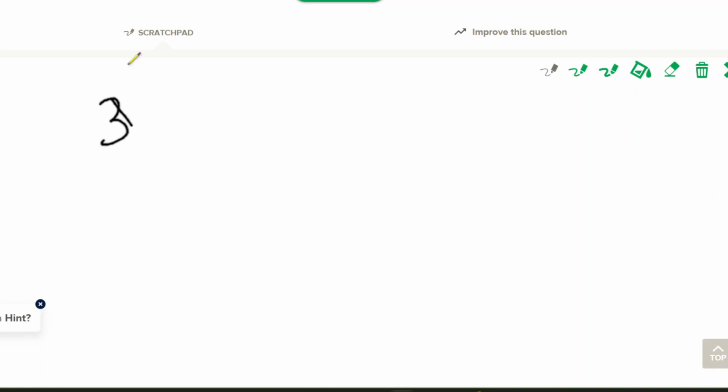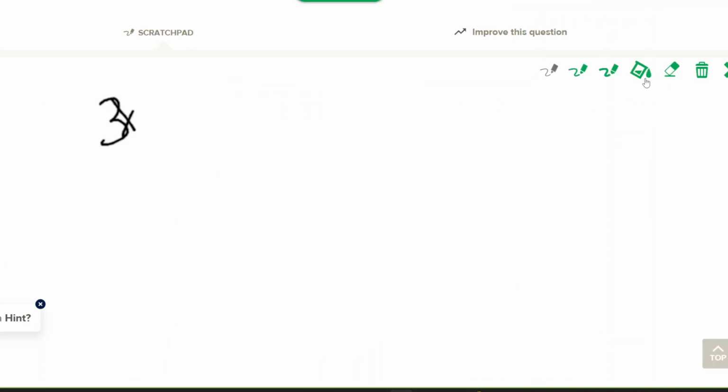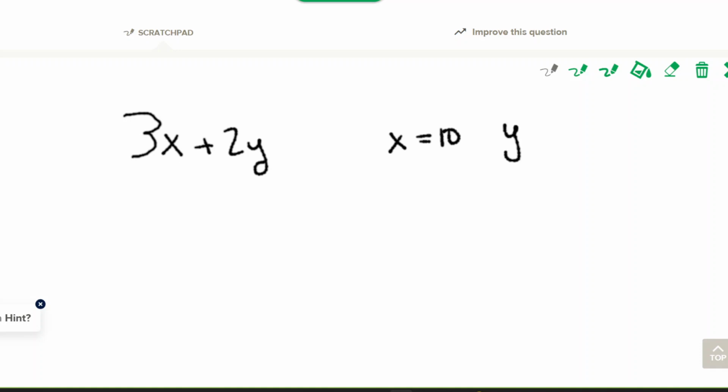So that's 3x. Oops. Sorry, let me clear that. Start this over. So yeah, we had 3x. My apologies for the poor use of the pen tool here. 3x plus 2y. And we were told that x was equivalent to 10 and y equivalent to 5.